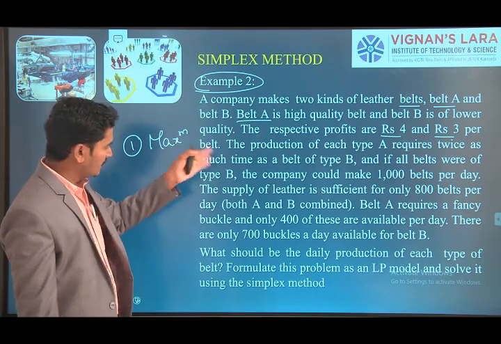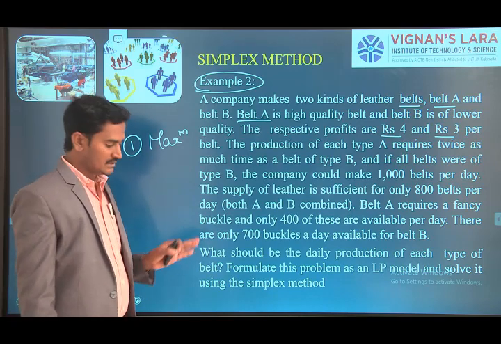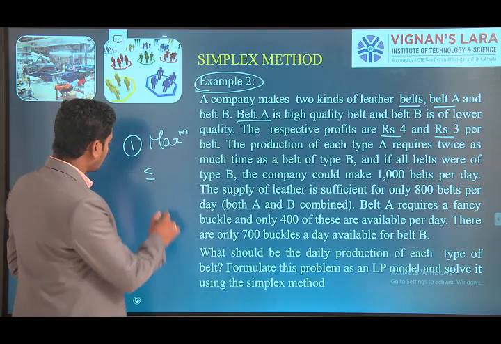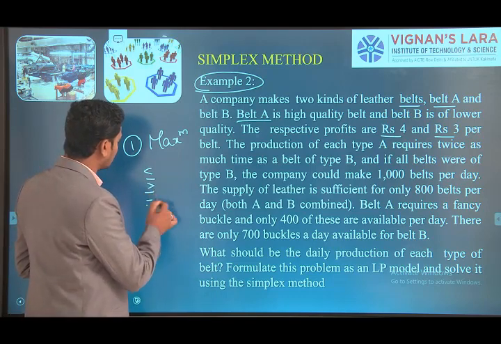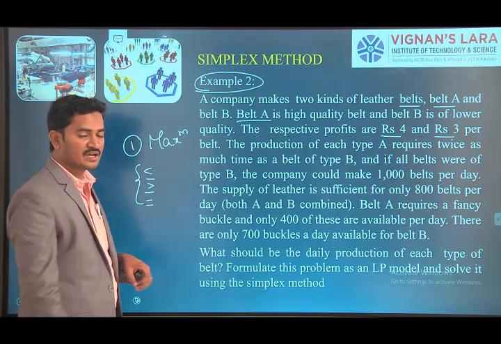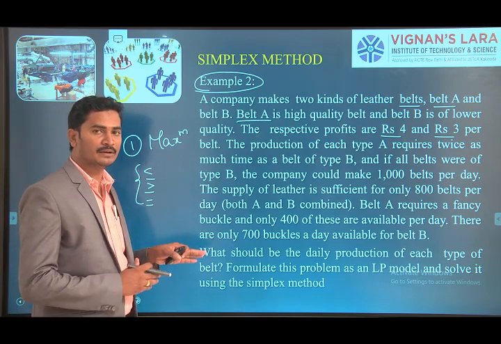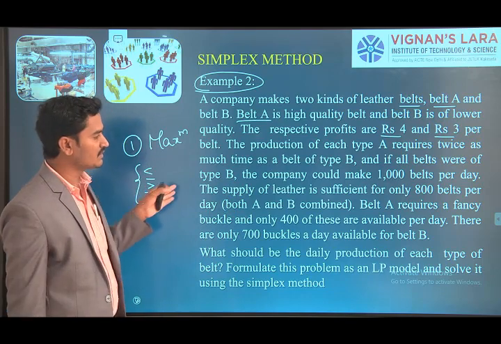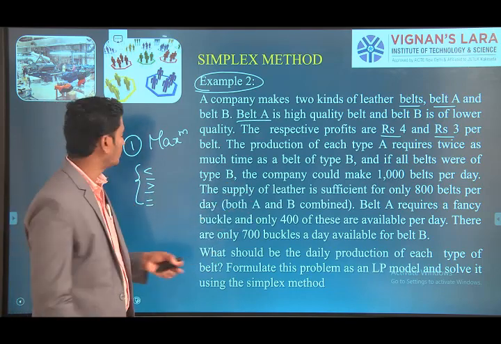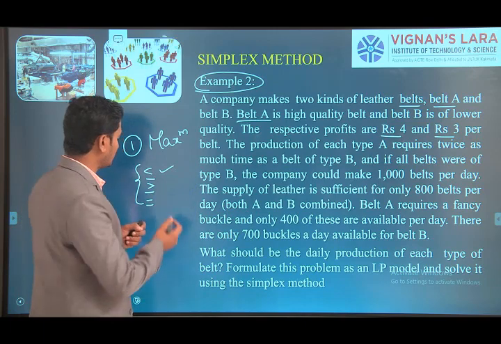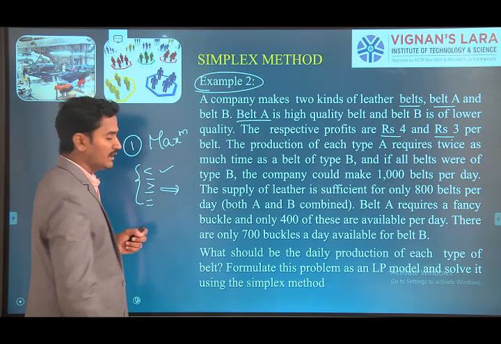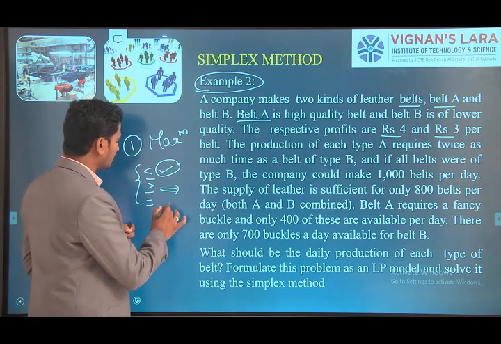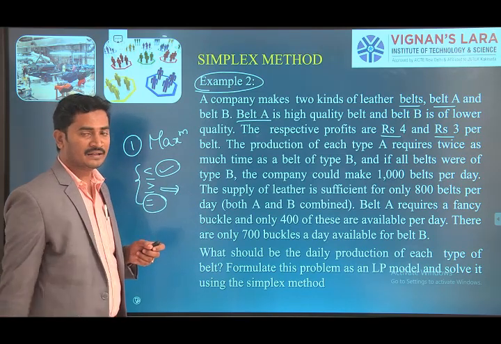Next, coming to the constraints. Here we have three types of constraints: one is the less than or equal to type, another is the greater than or equal to type, and the third is the equal to type. These three constraints are used to convert the mathematical model into an LPP model. Here we identify which one is the less than or equal to type and which one is the greater than or equal to type. If it is "at least", we take the greater than or equal to type. If it is "at most", we take the less than or equal to type. If it is availability, we take the less than or equal to type.